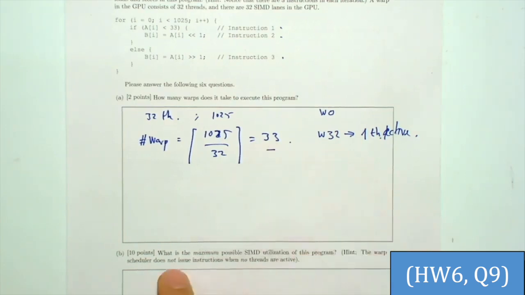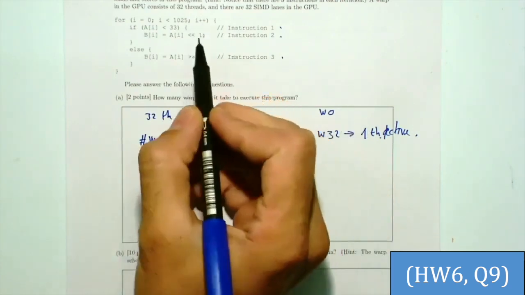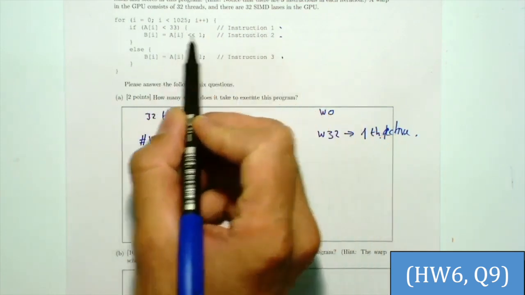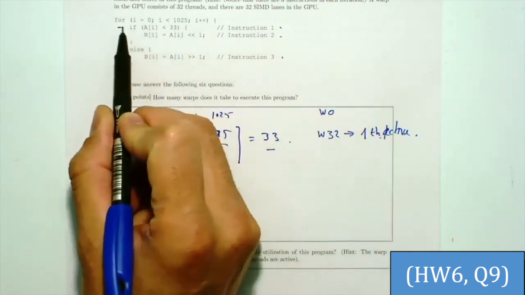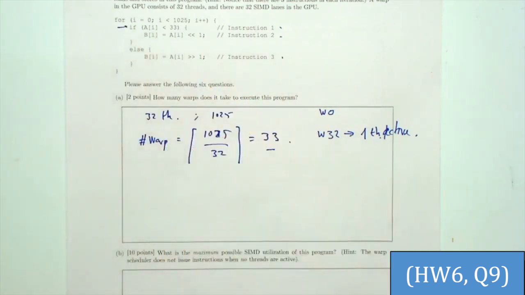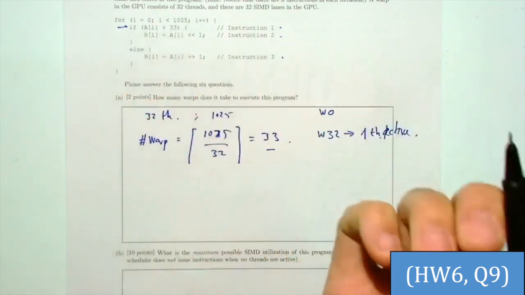So in this case, how can we get the maximum possible SIMD utilization? Maximum possible SIMD utilization will be the case where all threads in a warp go through the same path. So notice that the first instruction here, instruction number 1, which is this if statement, is going to be executed by all the 1025 threads, right? So there is no possible divergence there. We are going to have, let's say, 100% utilization for this instruction always.